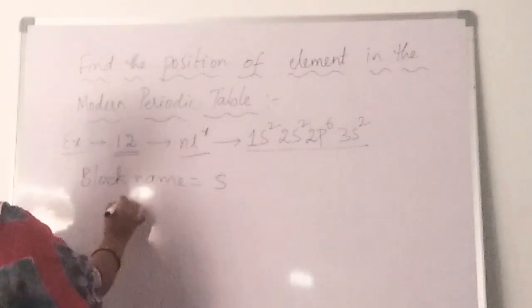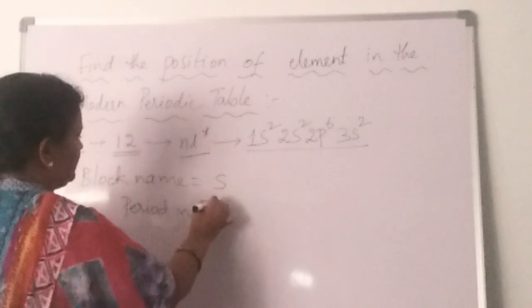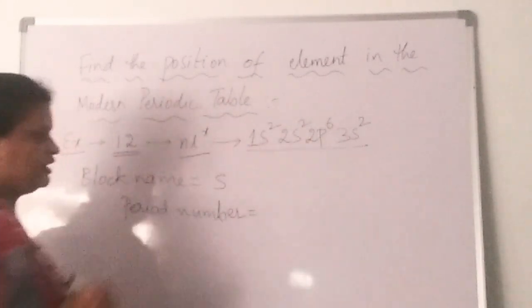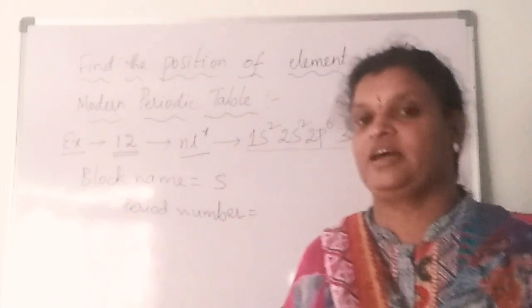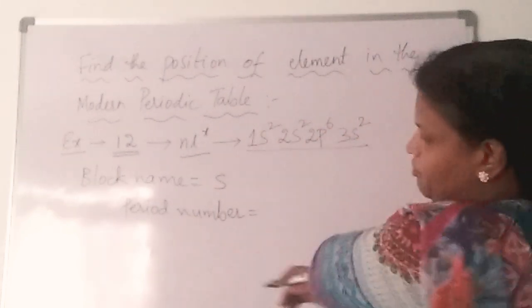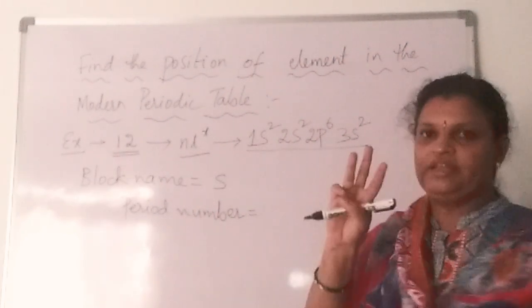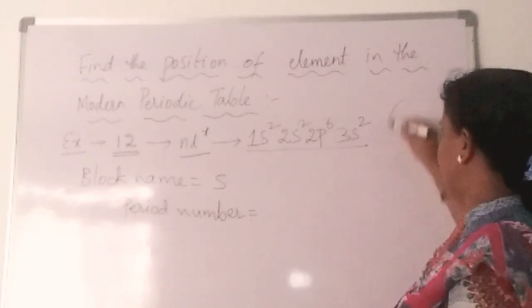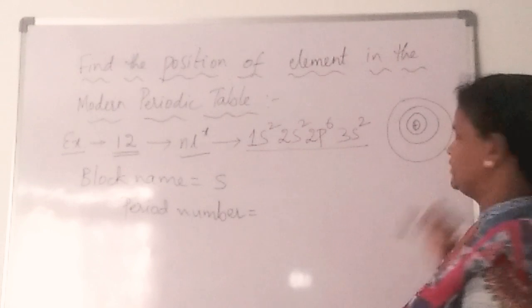Next, we have to say what the period number is. How do we say the period number? The period number we can say very easily from the number of shells there are. The number of shells is nothing but the period number. What is the number of shells here? First shell, second shell, third shell. Totally 3 shells are there here. In this atom, it has 3 shells, along with one nucleus also.